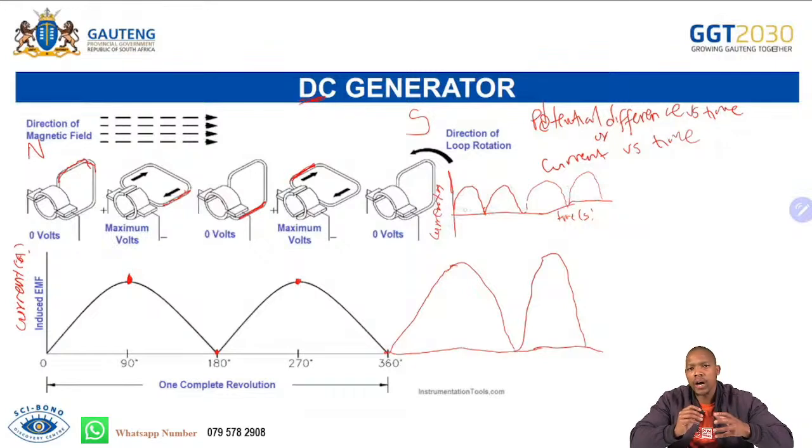So after we are able to differentiate between the two generators, we should be able to differentiate between the shapes of the graph from the two generators. One is going to have the maximum and also the minimum, changing direction, that's the AC, while this one will always have the maximum to 0, back to maximum, back to 0. That's the direct current generator graph. We should be able to draw these graphs as they could be asked in our final examination.